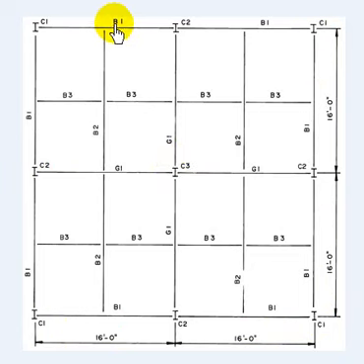Beams are represented by a B and a number. B1 covers the length from here to here. Another B1 goes from here to here. B2 goes from this length to there. There's another B2 there. There's one there. There's one there. The B1s are on the outside of the building. The B2s are in the inside of the building.